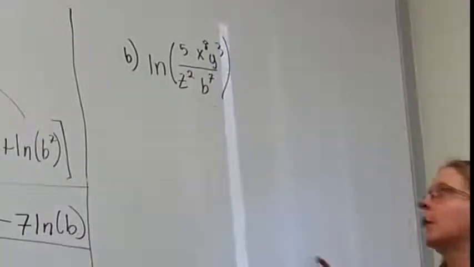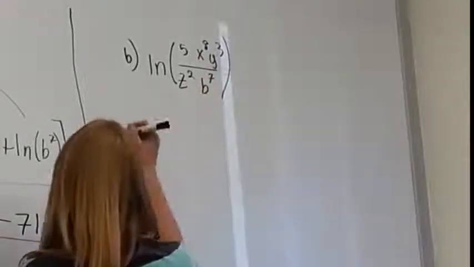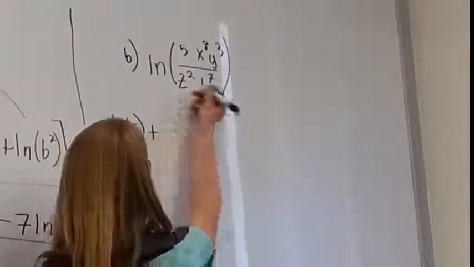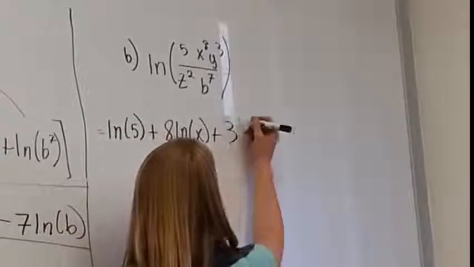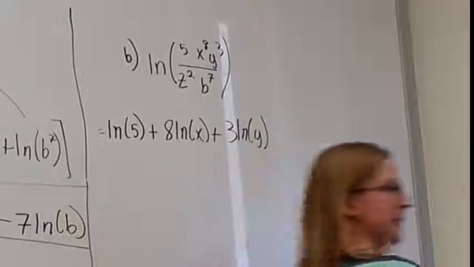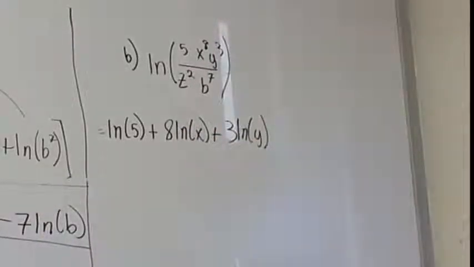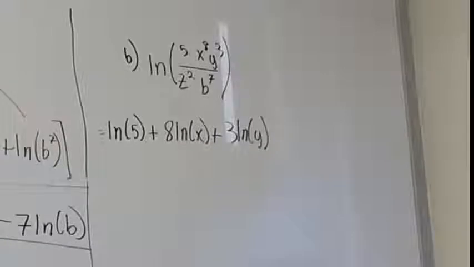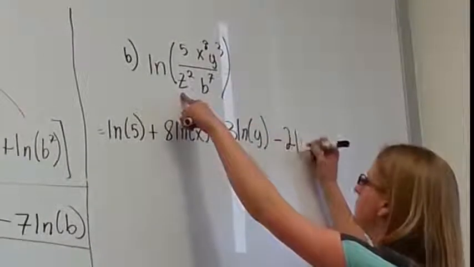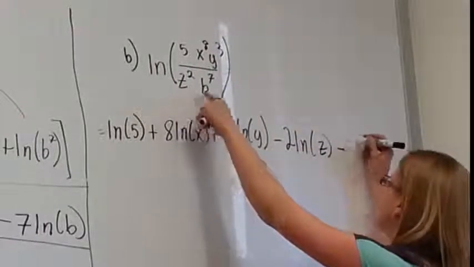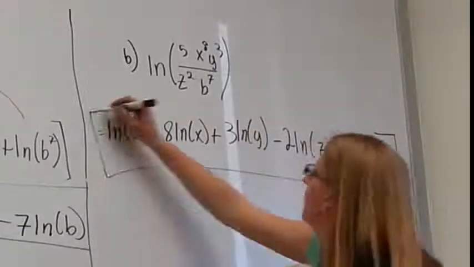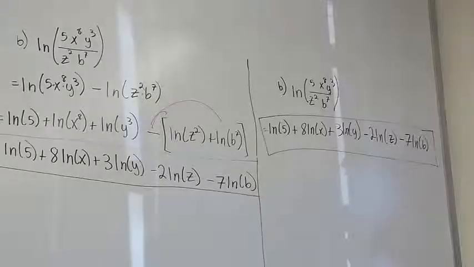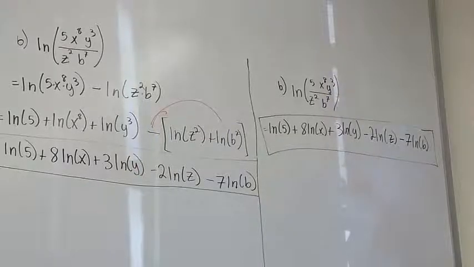And then you're done. So on top, I got the 5, so this is ln of 5 plus, I bring the exponent down, ln of x plus, I bring the exponent down, ln of y. That was everything on top is positive, all the exponents came down, right? Now everything on bottom is negative, all the exponents come down. So minus 2 ln z minus 7. That is easier, yes?